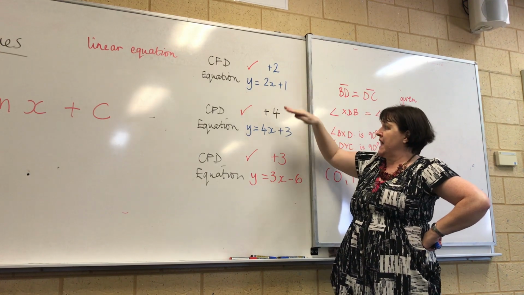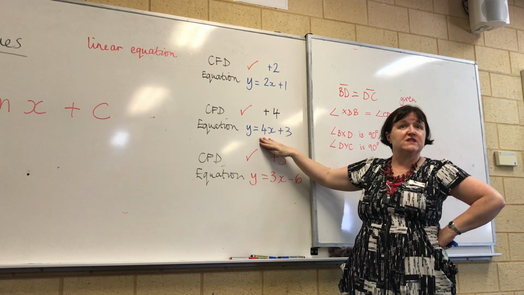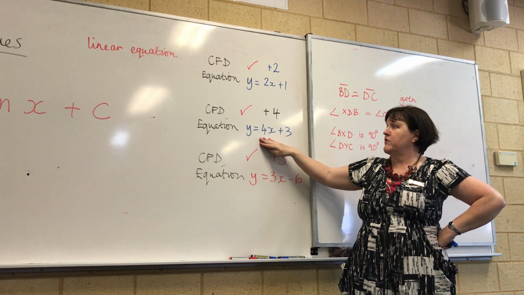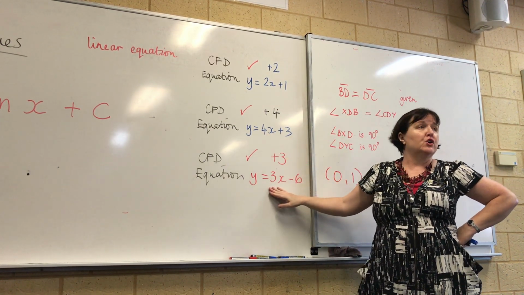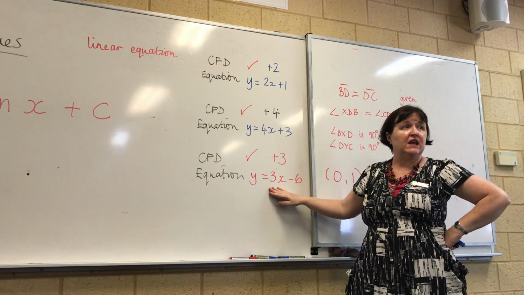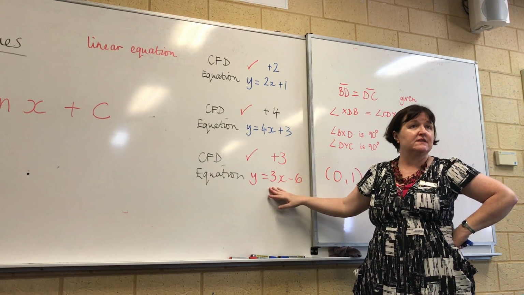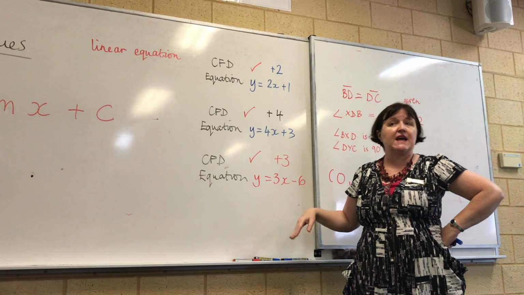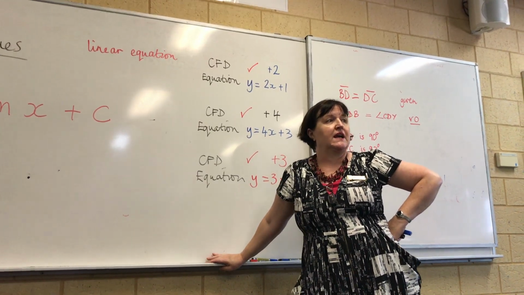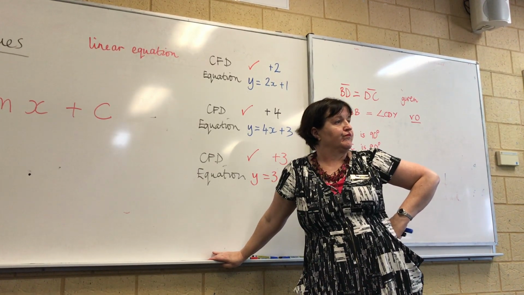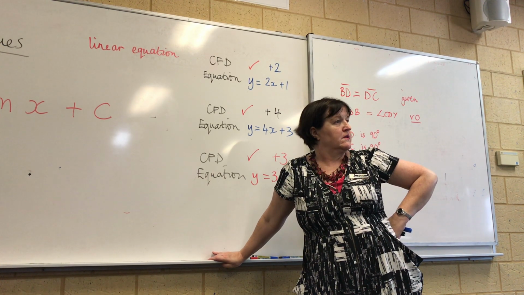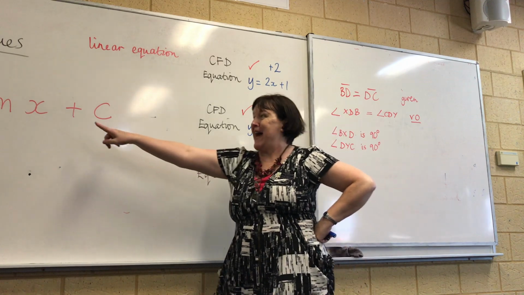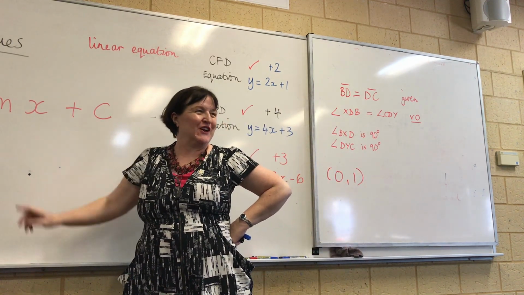Here, your constant first difference is 4. Your equation is y equals 4x plus 3. Here, your constant first difference is 3. Your function is y equals 3x take 6. Has anyone noticed a connection? Molly? Whatever your constant first difference is, it's the m, isn't it? Oh, yes. Yeah, the bit that goes in front of the x.